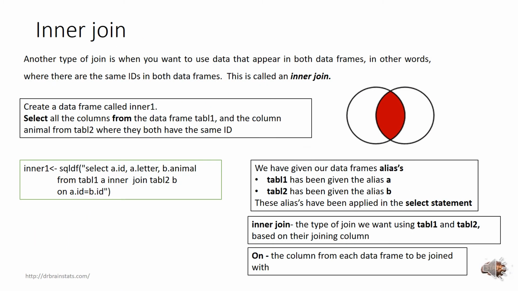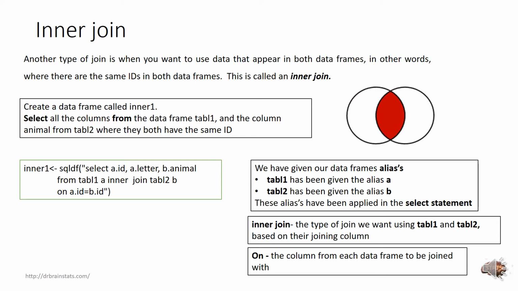Our next join is called the inner join. We're going to create a data frame called inner1. We're going to select the columns ID and letter from data frame table 1 and animal from table 2, but we're only going to bring back data where the IDs are the same in both data frames.